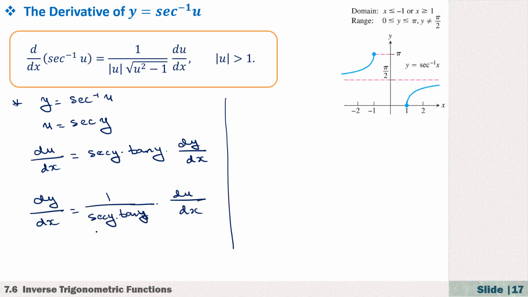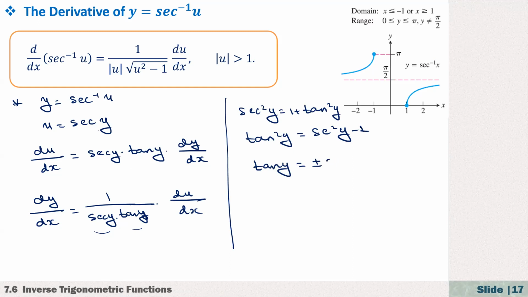The problem now is that I need to find secant of y and tangent of y in terms of the original function. We know secant of y is equal to u. Now we need to find tangent of y. How can I find this? We know that secant squared of y is equal to 1 plus tangent squared of y. So tangent squared of y is equal to secant squared of y minus 1. If we take the square root of both sides, tangent of y is equal to plus or minus the square root of secant squared of y minus 1.